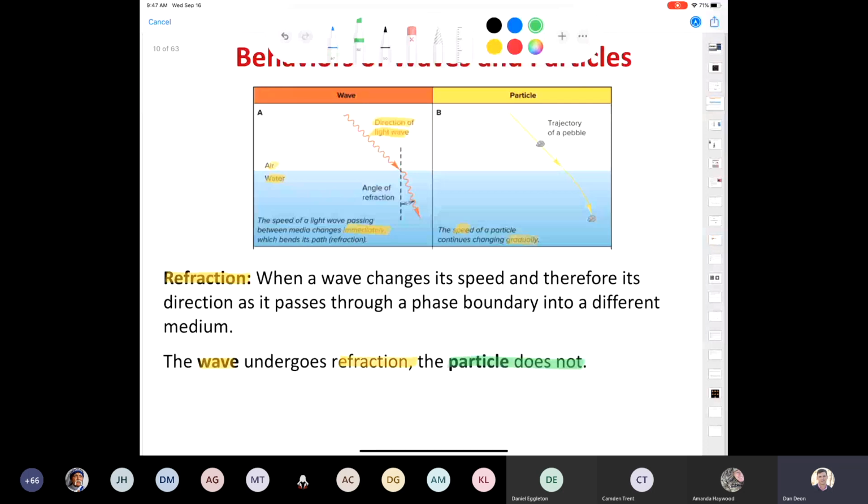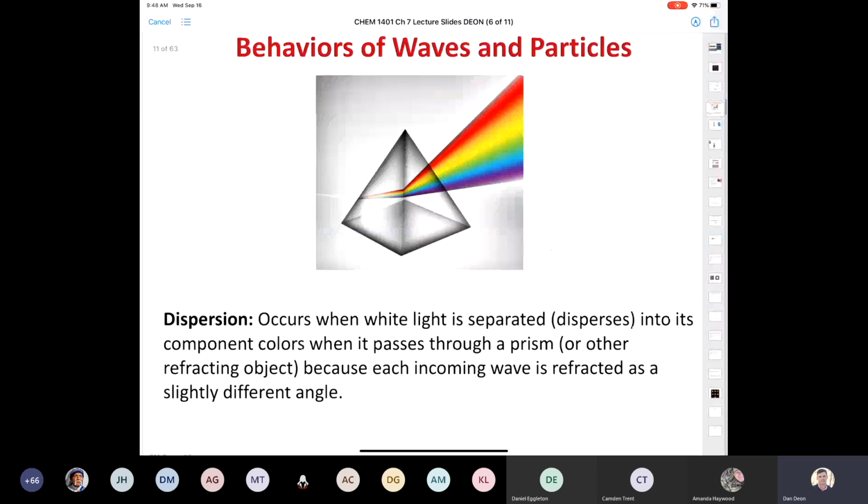All right, so that's refraction, the bending of a wave or the changing of its direction when it passes from one medium to another. And if you're like, well, is this what happens when you take a light and you shine it through a prism? Yes, it does get bent inside the prism. And here's a picture of that, right? It kind of looks like a Pink Floyd album cover, right?